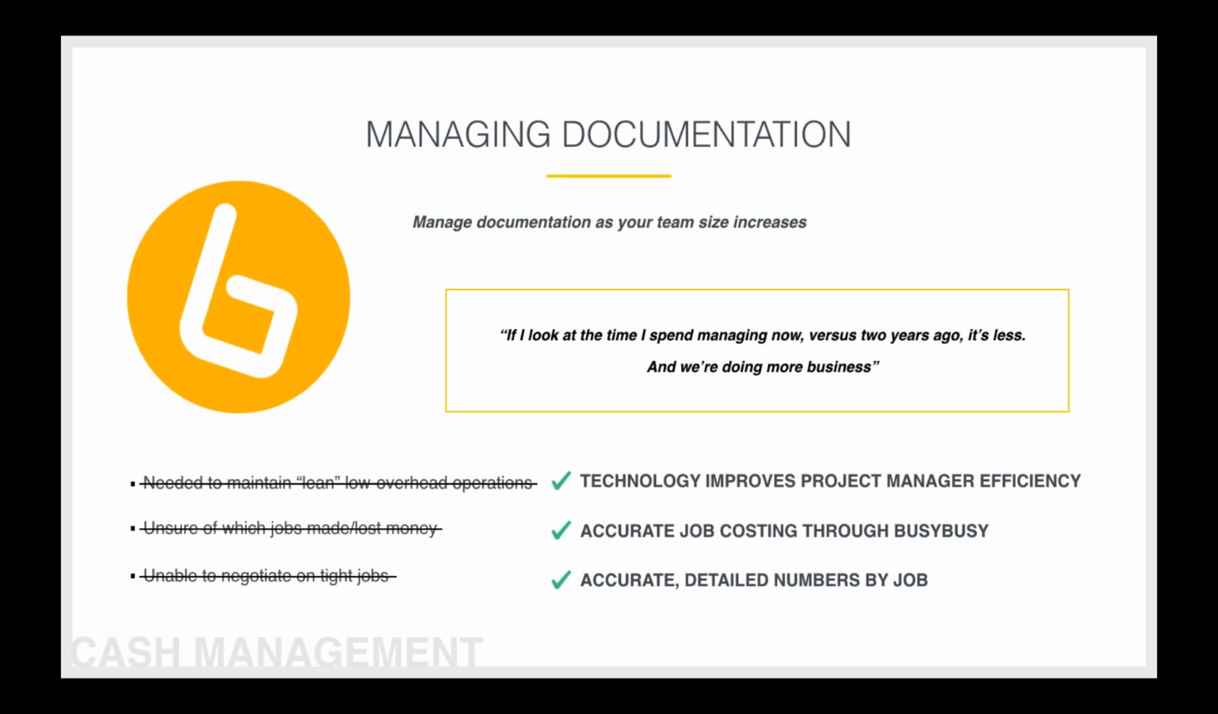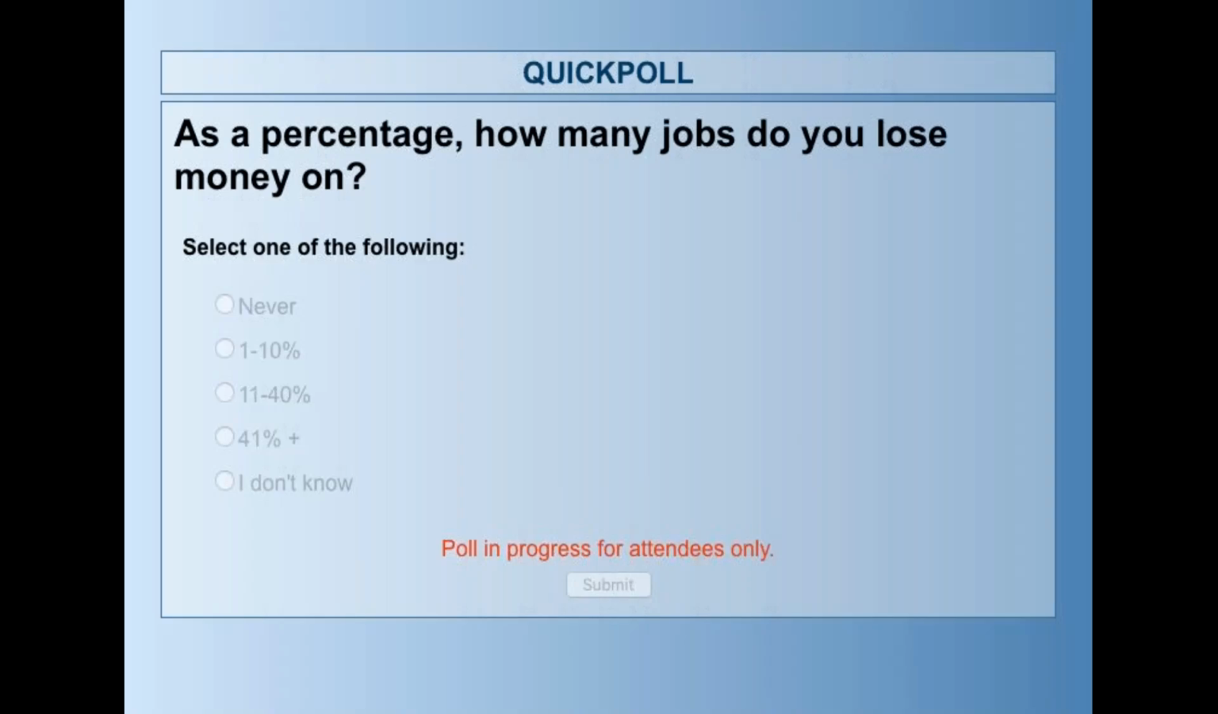So I want to open up another poll question. Let's talk about that. Go ahead and open that up if you would, Herbert. So it's an interesting question. As a percentage, how many jobs do you lose money on? Maybe a good way to think about that is how many jobs do we not make what we thought we were going to make on? So you've got never, 1 to 10%, 11 to 40%, 41% or more, or I don't know.